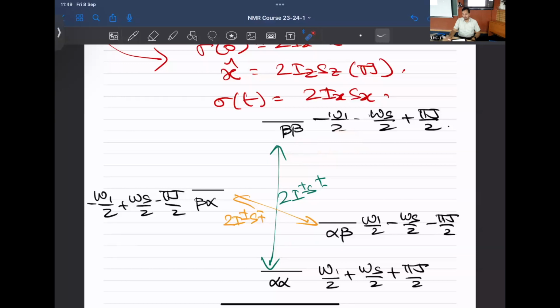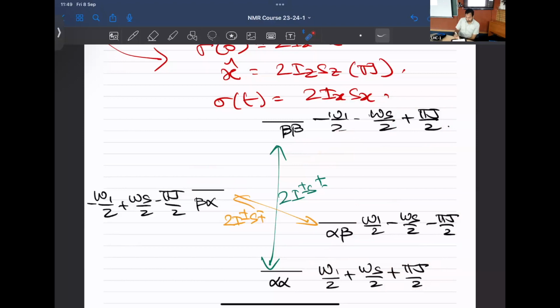You guys see that? We just take the energy differences between these two. That happens because the plus πJ/2 cancels by itself. Scalar coupling is there, but the net effect is not there. But the chemical shift will evolve with the sum of both. Make sense?